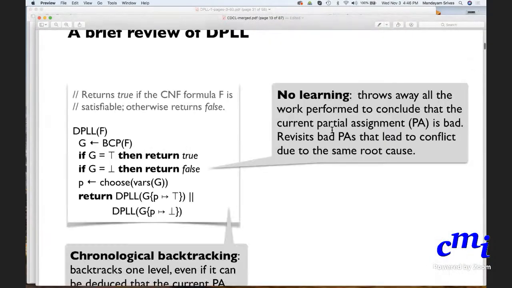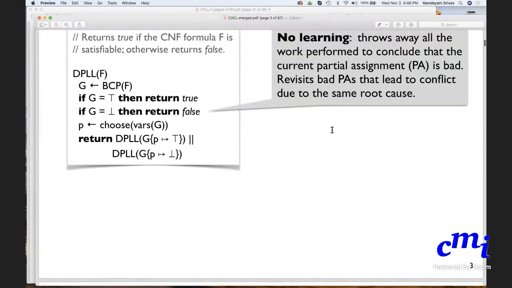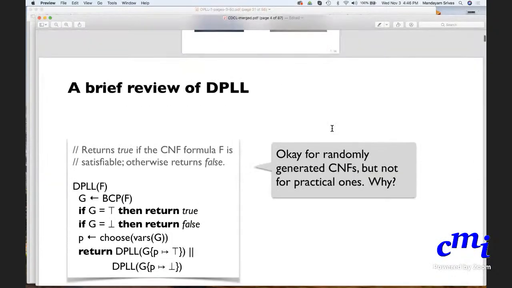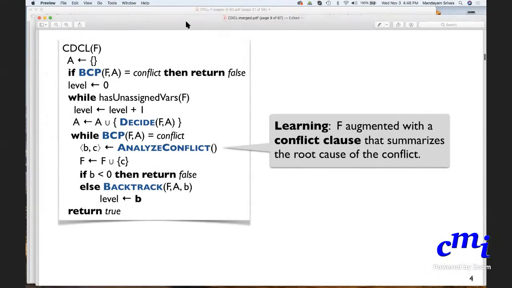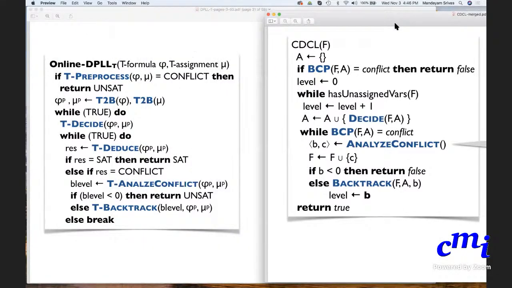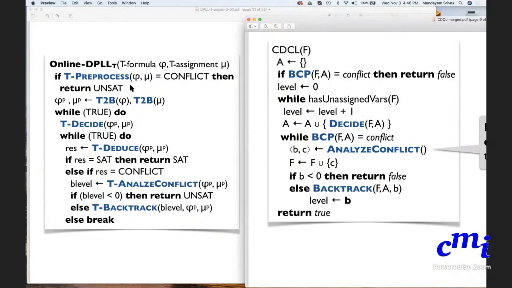I want to show this side by side. This is my CDCL. Start from here, while true. It basically follows the same CDCL structure. So compare the while loop here and the while loop here, that's all.